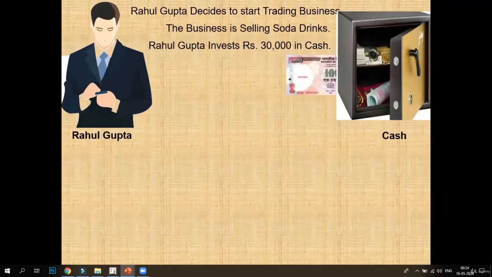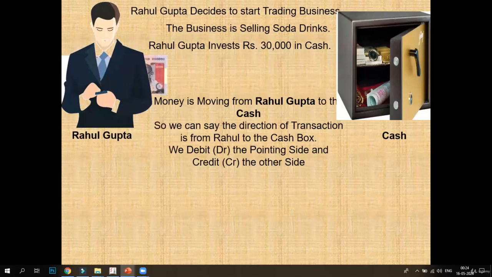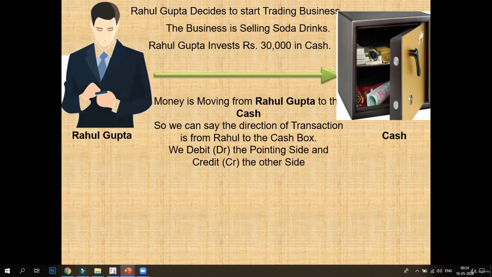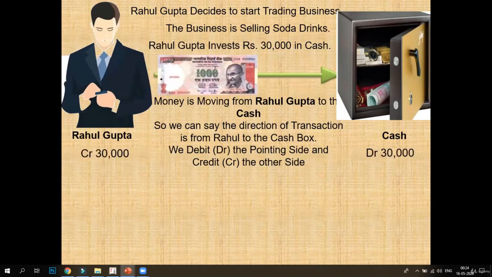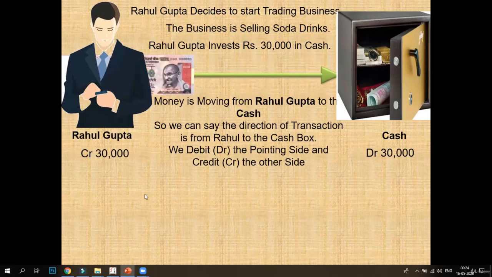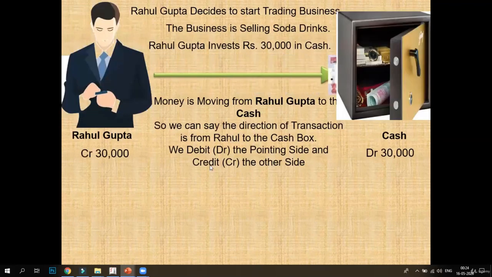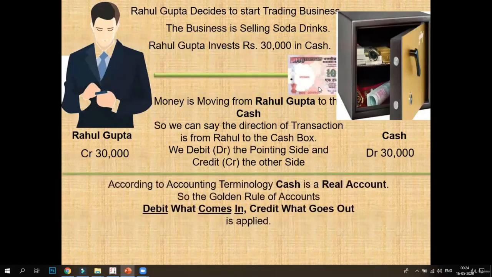The first entry is Rahul Gupta decides to start a trading business of soda drinks. So he thought to invest some cash of rupees 30,000 in the company's cash box. So here our cash box is increasing, and Rahul Gupta's capital is decreasing. So the pointing side of this transaction will get debit and Rahul Gupta will get credit.